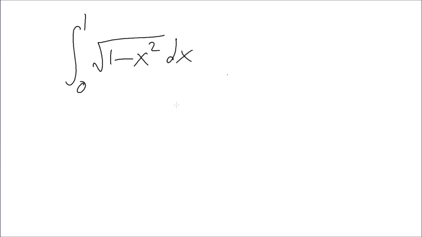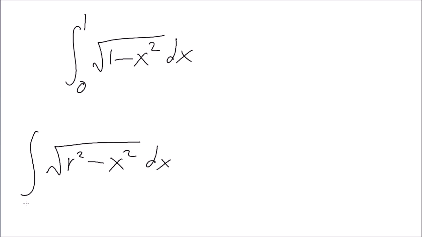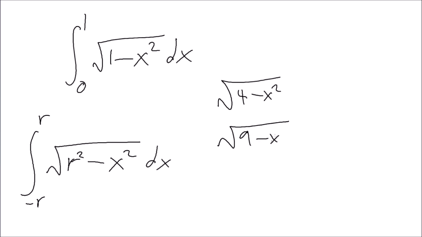So whenever you see something like this, I think I should write it in a general way. I'm going to call this square root of r squared minus x squared from negative r to r. The reason why I'm calling this r is because if you graph any function like 4 minus x squared, or 9 minus x squared, or 25 minus x squared, what are these functions?